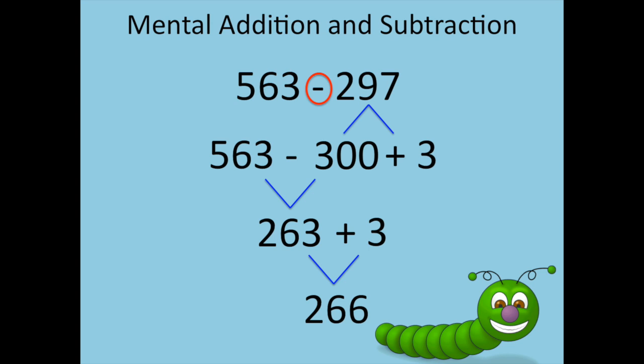That can get confusing because a lot of times we want to subtract another 3. We're not subtracting another 3, we're adding it back to our answer since we took away more than we needed to in order to solve it mentally.